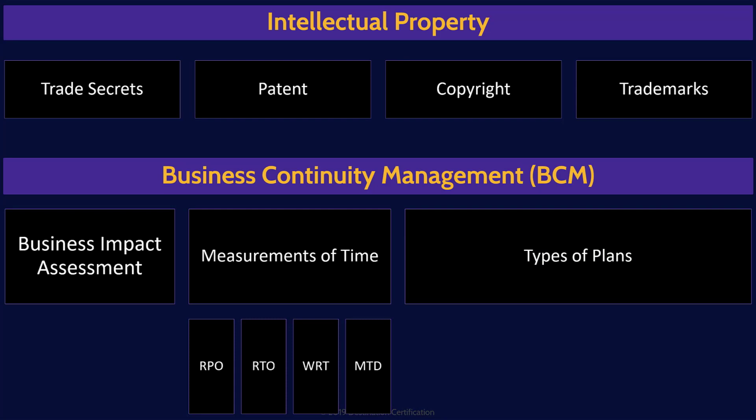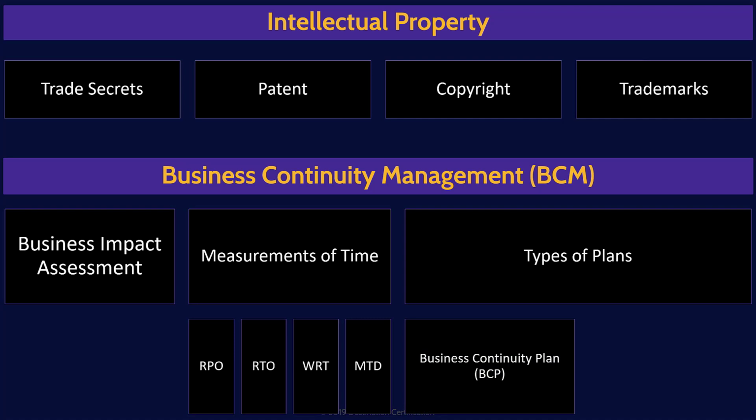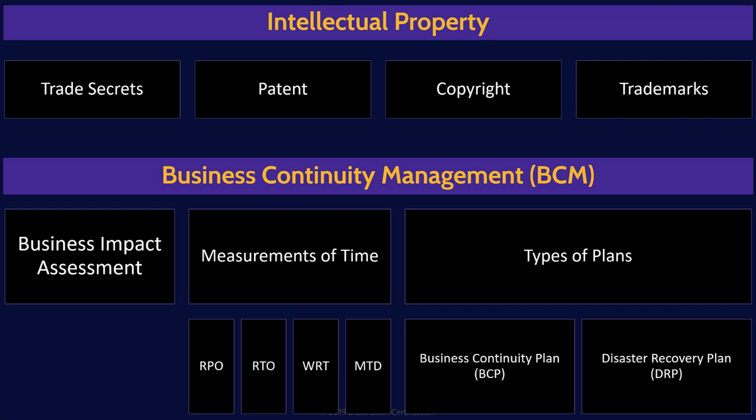Now, we use these different measurements of time, the RPO, RTO, WRT, and MTD, to help us define 2 different major types of plans. The first are business continuity plans, or BCPs. BCPs focus on the survival of the business or some critical business function. Disaster recovery plans focus on the recovery of some vital technological infrastructure or system. And so it's quite common, for instance, that a BCP would be made up of multiple DRPs. But a business continuity plan goes beyond just containing, say, a number of DRP plans. Business continuity plans look to make sure that the overall business function or process keeps running when disaster is occurring.